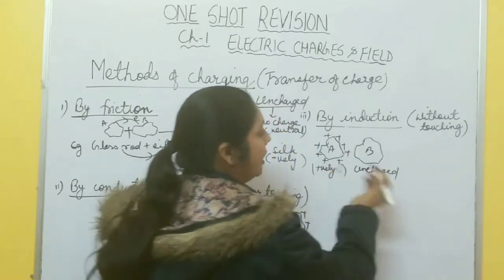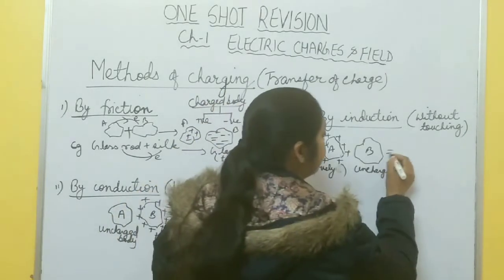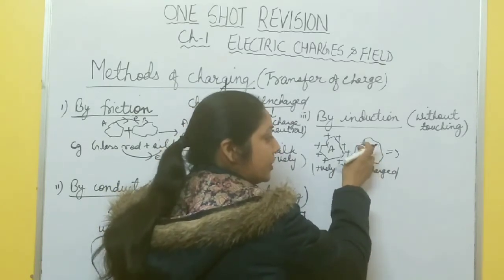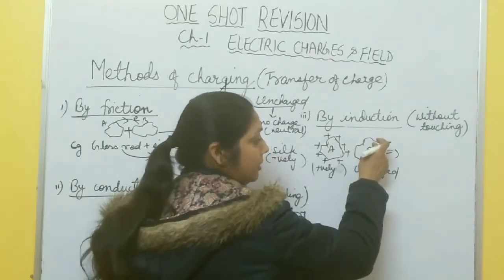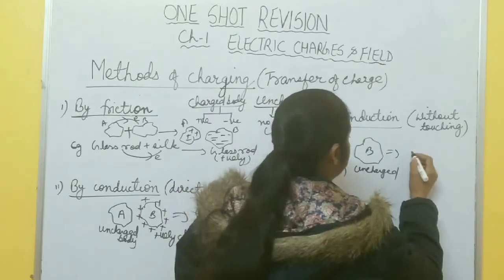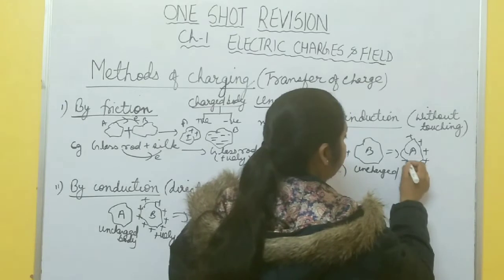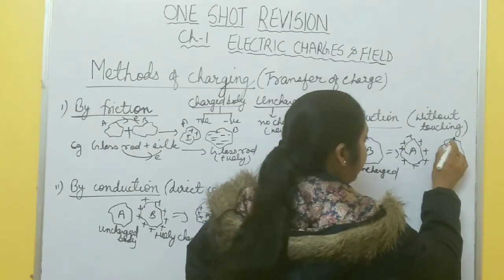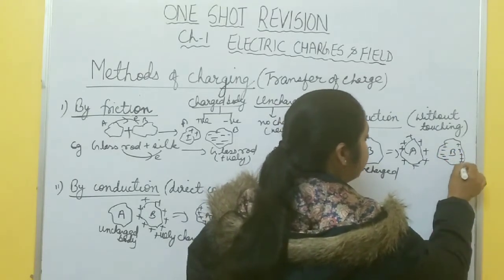Positively charged body. Now what happens when these two bodies come near to each other? Due to this positive charge, electrons of this uncharged body come to this side, nearer to this positively charged body, and the whole positive charge goes to the farther end. In this way, charge distribution takes place. This one is body A, positively charged, and this is body B. So electrons come to this side and positive charge goes to this side.